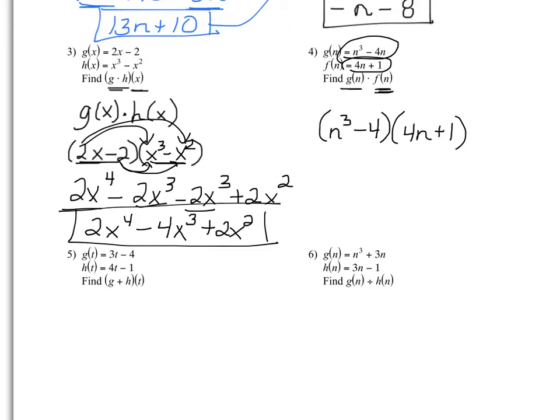And I'm just going to FOIL. So we're going to have n cubed times 4n, so that's going to be 4n to the 4th. And we're using 4th because this is n to the 1st, and we just add the exponents. n cubed times 1 is plus n cubed. And then we have minus 4 times 4n would be minus 16n. And then we have minus 4 times positive 1 is negative 4.